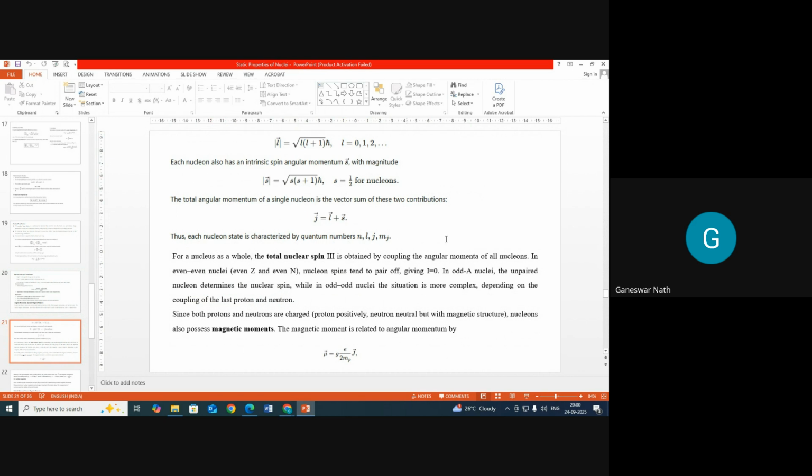For a nucleus as a whole, the total nuclear spin can be found by coupling the angular momenta of all the nucleons. In even-even nuclei, that is, atomic number even and neutron number even, the nucleon spins tend to pair up, giving zero net spin, that is I equal to 0. In odd atomic number nuclei, the unpaired nucleon determines the nuclear spin, while in odd-odd nuclei the situation is more complex and depends on the coupling of the last proton and neutron.